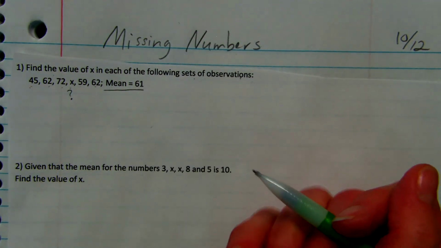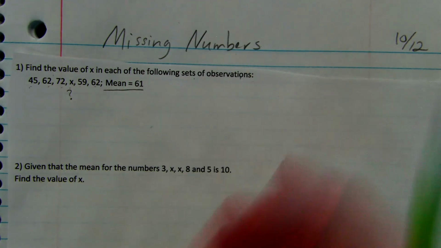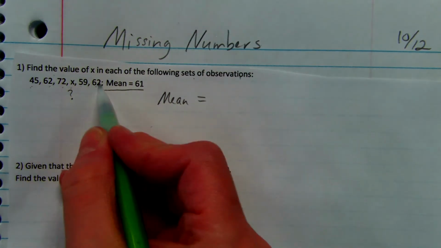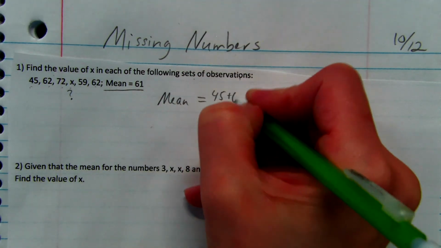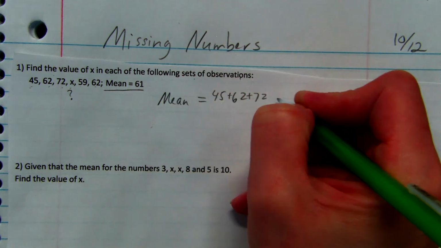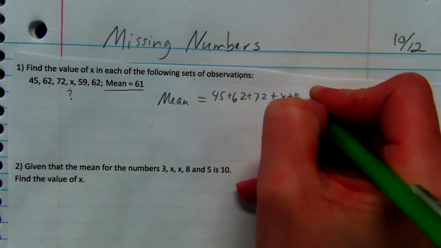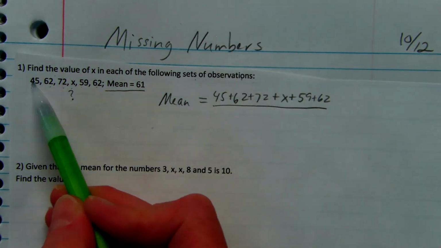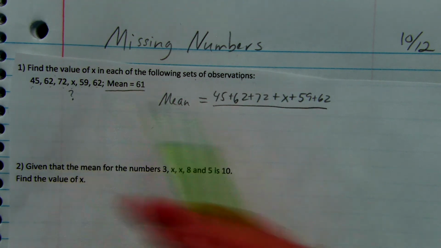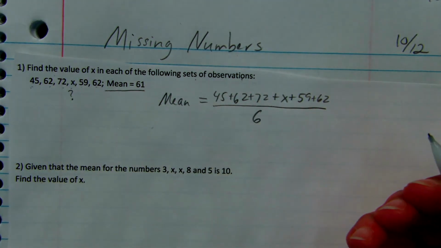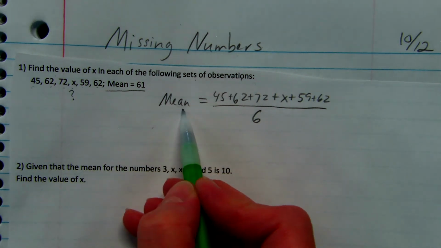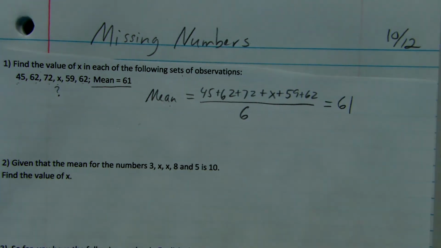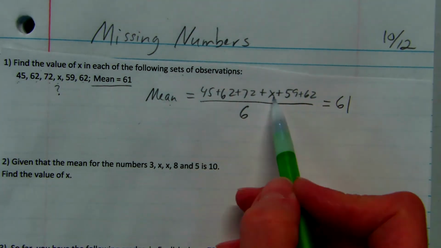So what we're going to do is work backwards and use a little bit of algebra. If we think about how we do the mean, first you add all of the numbers up. So I would have 45 plus 62 plus 72 plus x plus 59 plus 62. And then if I'm finding the mean, I would divide by 1, 2, 3, 4, 5, 6, because there's 6 numbers. And then we know that the mean is 61. We know what the answer is already. We're trying to work back to what this is.